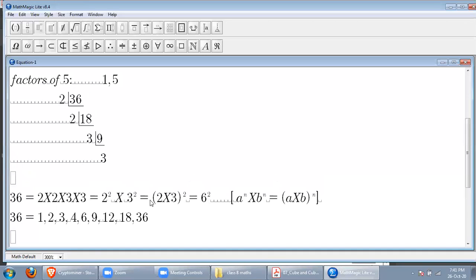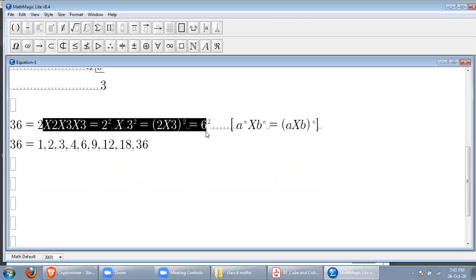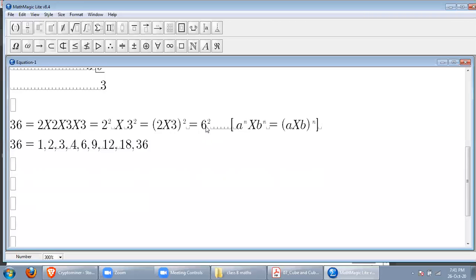Now, with the help of prime factors, you can find whether it is a perfect square number. And if it is a perfect square, you can find out the square root of the number, with the help of this expression of factorizing the given number into the product of its prime factors. Now, let's talk about cubes.